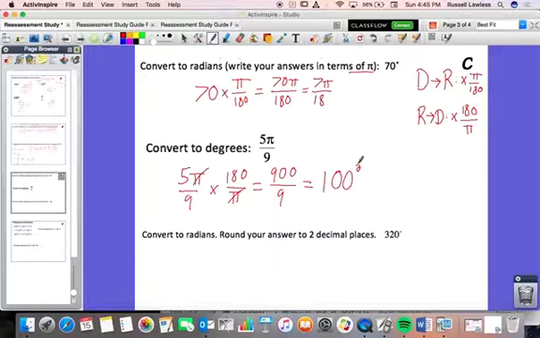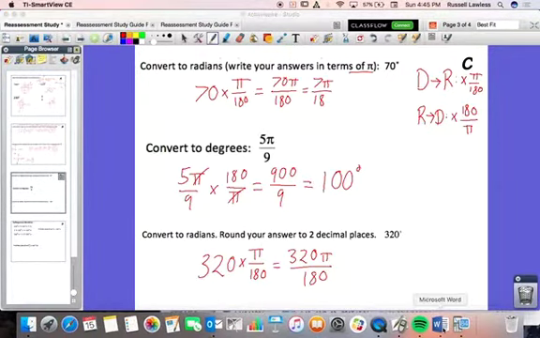Now the last one is where we will need our calculator. So we're going to take 320 degrees and convert that into radians. We're going to have 320 times pi over 180, which would leave us 320 pi over 180.